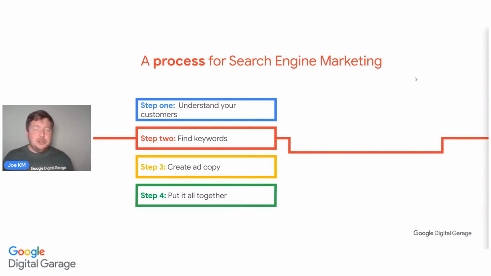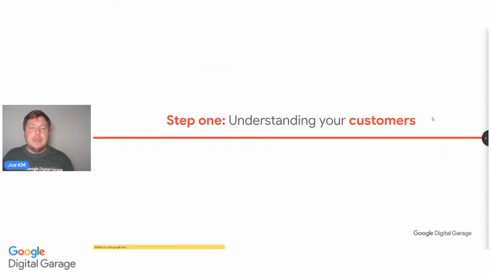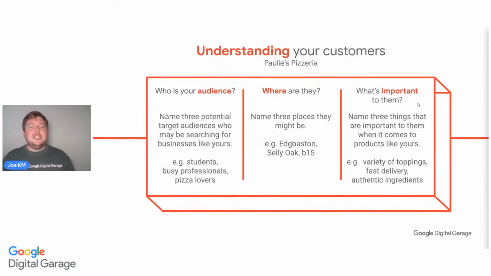Like anything in the world, if you don't understand your customers or who your target audiences are, then how can you create content for them? How can you make these adverts match what they want and therefore optimize how you can communicate directly with them? So, step one, understanding your customers. We need to consider who your audience is. So, for example, for Paulie's Pizzeria, think about this.